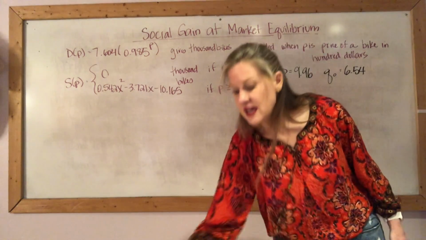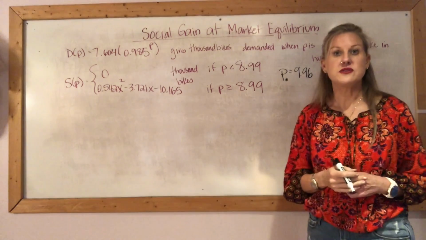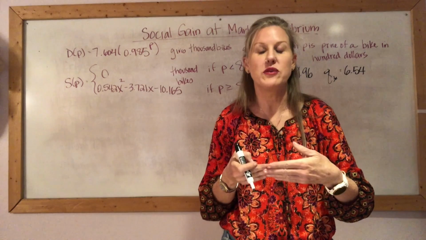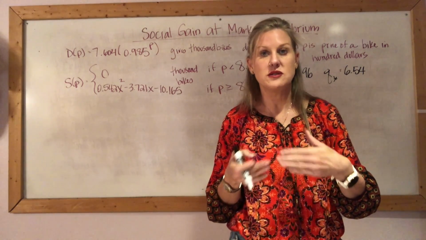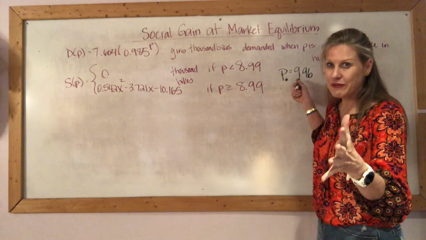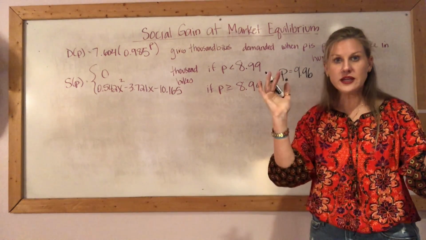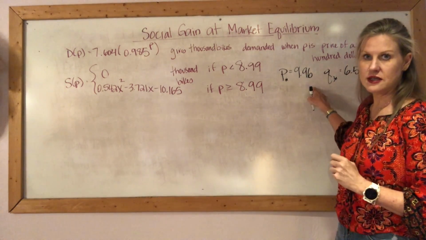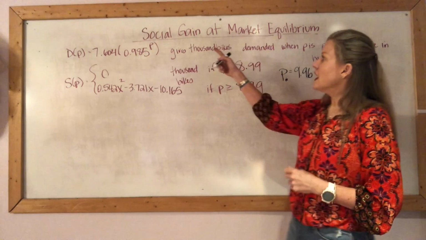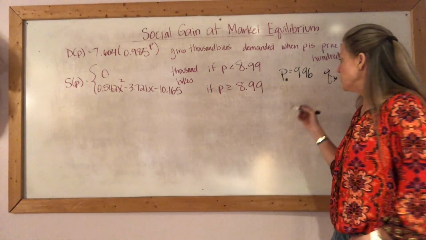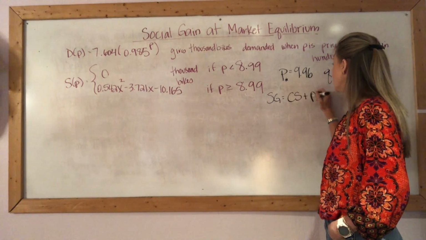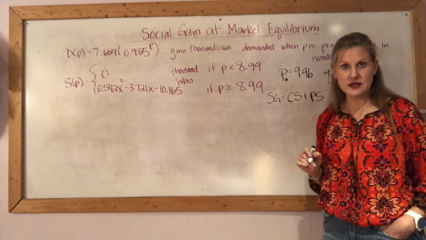And technically, at equilibrium, we use the subscript star or asterisk to indicate that we're talking specifically about the point when the market is in equilibrium, when supply and demand equal each other. So my equilibrium price is 9.96, and my equilibrium point is 9.96, comma, 6.54. It's a point in space. So now I want to calculate the social gain at that market equilibrium. Recall that social gain is consumer surplus plus producer surplus.